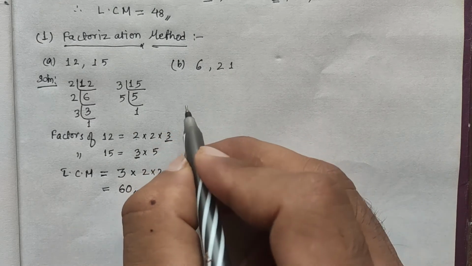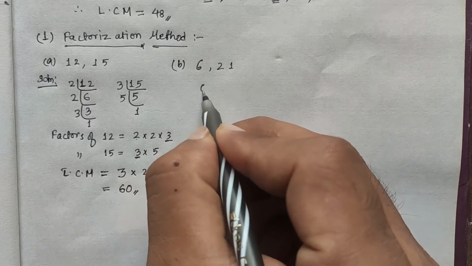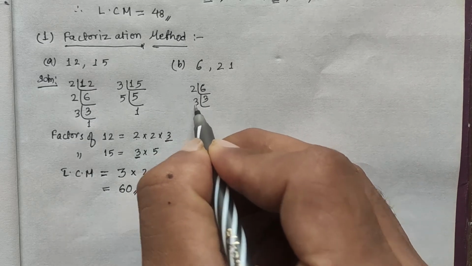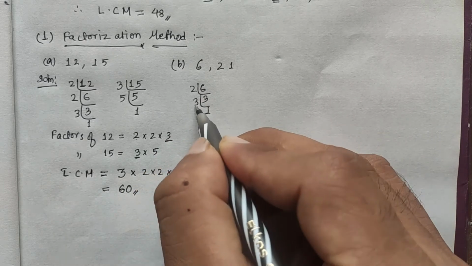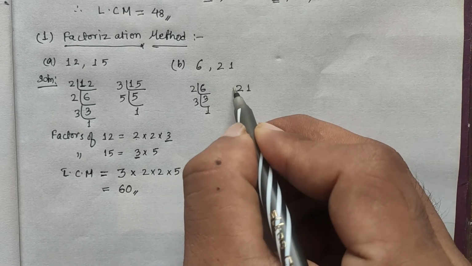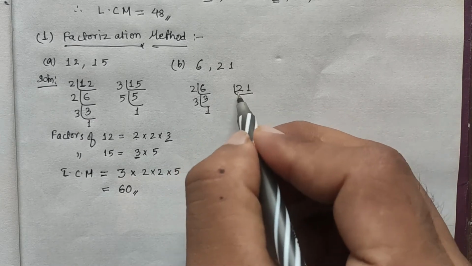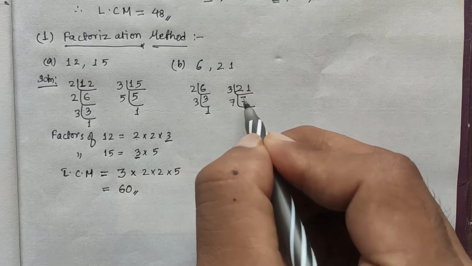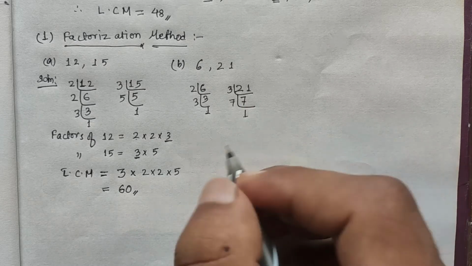Then what you can do, you have to find the factors of 6, which is 2 times 3, and 3 times 1 is 3. And the factors of 21, how can you find them? It is divisible by 3. 3 times 7 is 21. 7 is a prime number, so its prime is the same number.